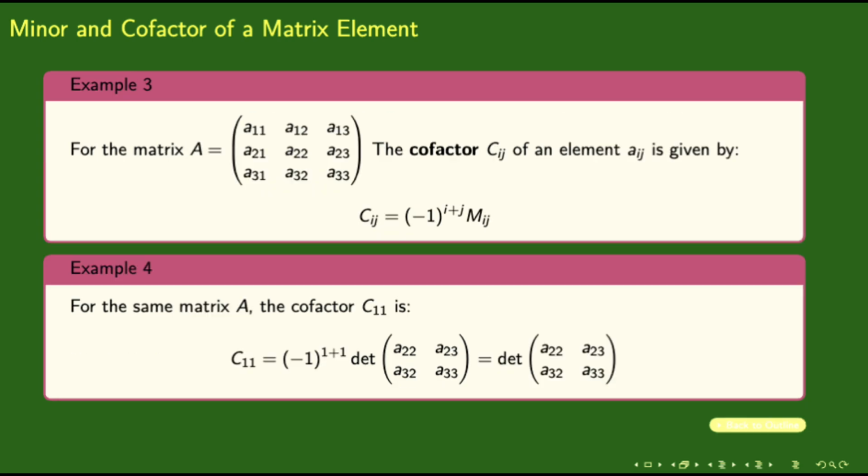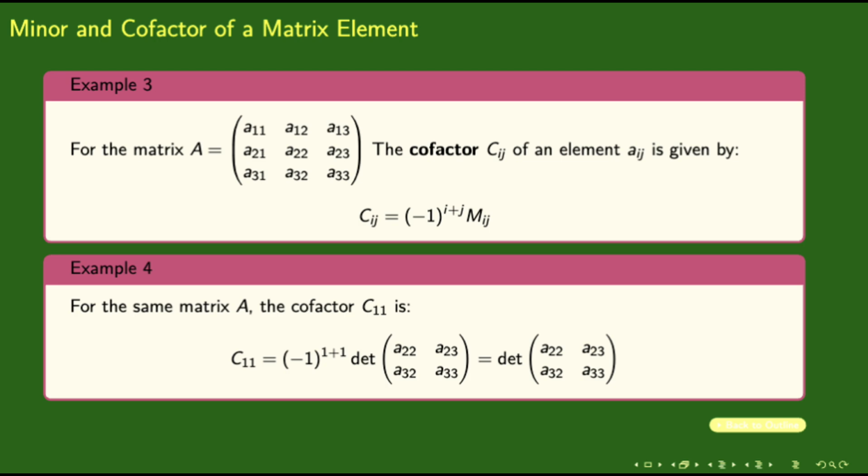In this slide, we will discuss the concept of the cofactor of a matrix element, which is closely related to the minor. The cofactor of an element Aij in a square matrix A is calculated by taking the minor of Aij and multiplying it by (-1) to the power of i plus j. For example, given the matrix A shown below, the cofactor Cij of an element Aij is found by taking the minor Mij and multiplying it by (-1) to the power of i plus j.